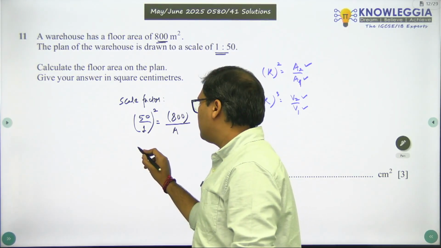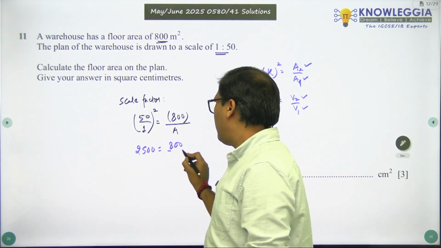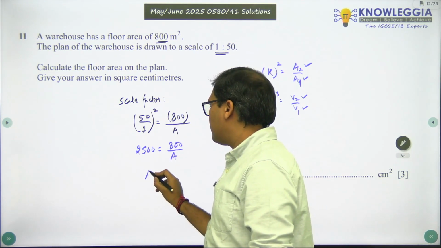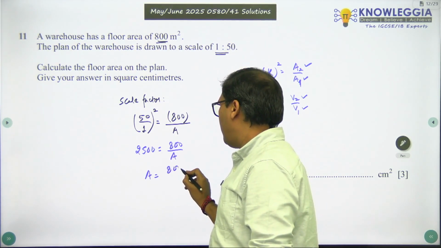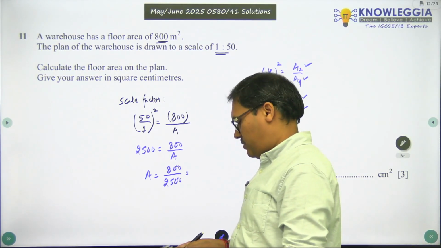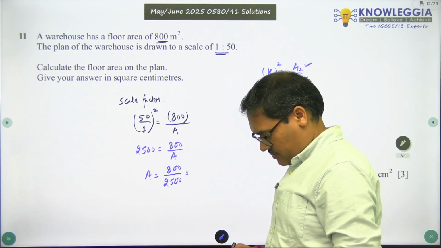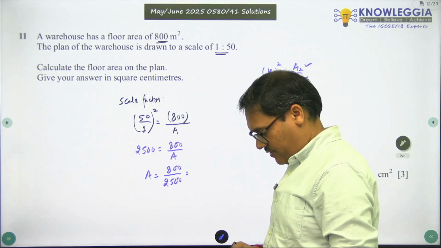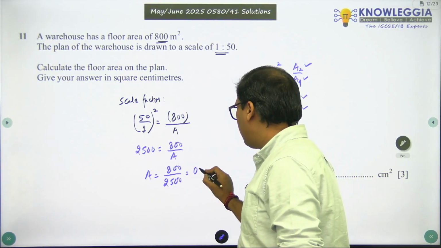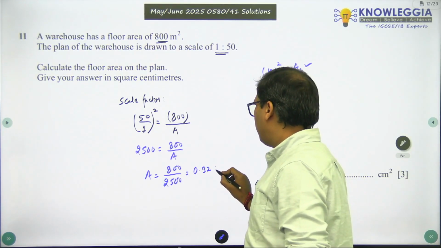So now, what is this? This is 2500 is equal to 800 upon A. So what is this? Area is equal to 800 divided by 2500. So what is this? You can see calculation. This is 8 divided by 25, which is 0.32. And this is meter square.